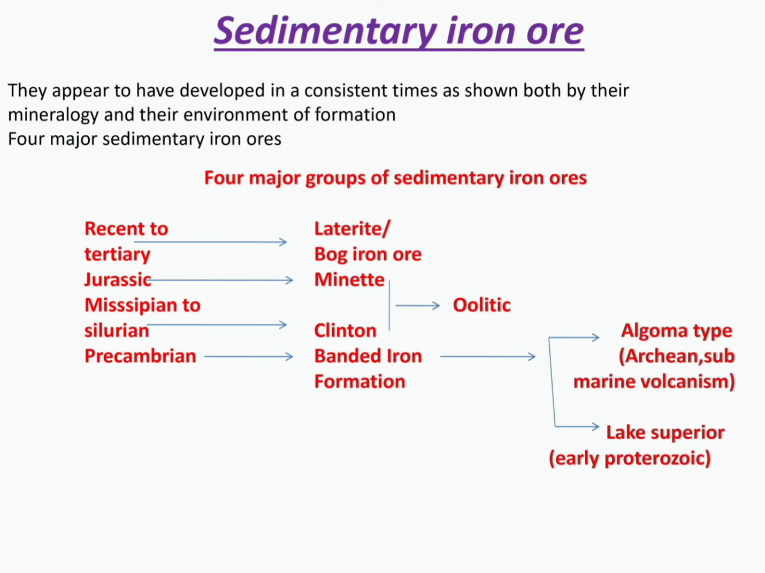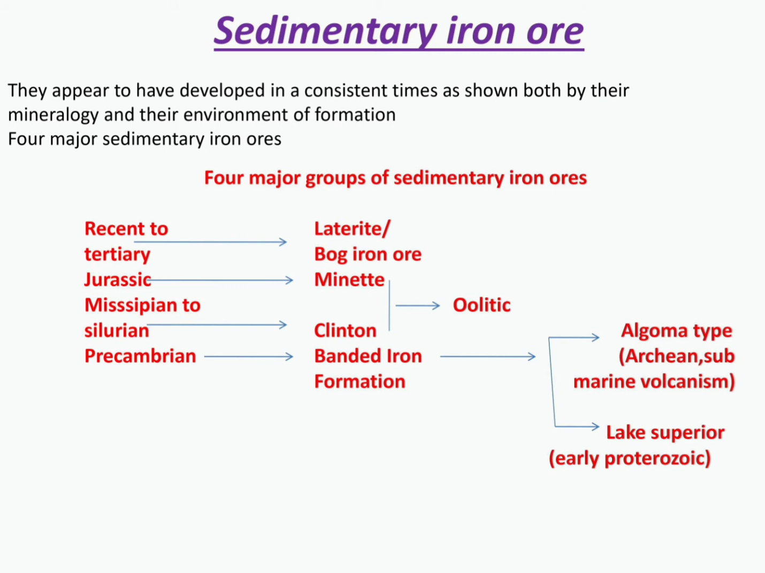Okay, so the Algoma types: these sedimentary iron ores formed in the Archean period, and they are formed by submarine volcanism. So these banded iron formations are of Archean age, formed by submarine volcanism. Okay, so submarine volcanism is responsible for the formation of banded iron at the Archean, and this type of banded iron formation is known as Algoma type.